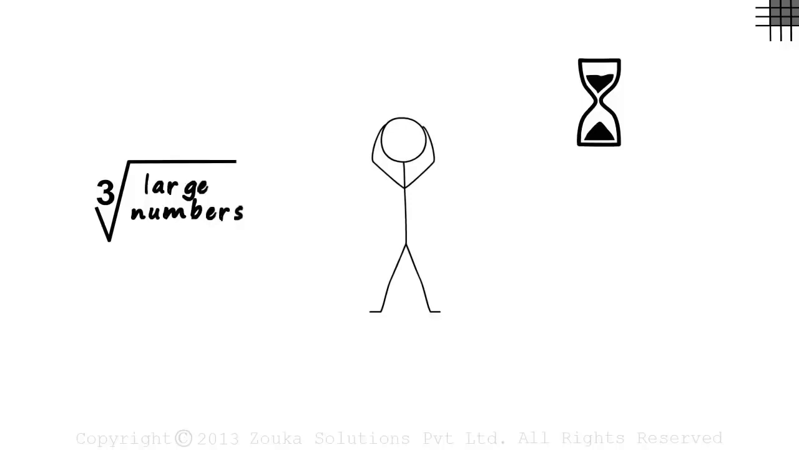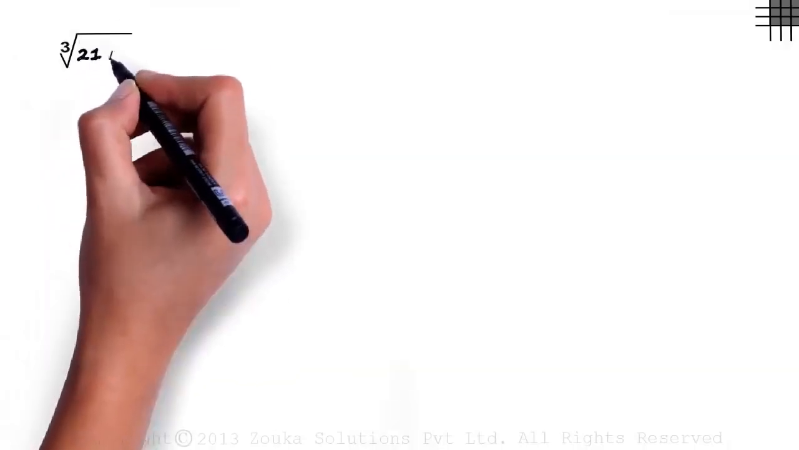Yes, you heard me right. 5 seconds is all you will take to solve the cube roots of large numbers. Let's see a couple of examples. Assume we want to find the cube root of 2197. Now to get the answer in 5 seconds, there are 2 things you need to know.